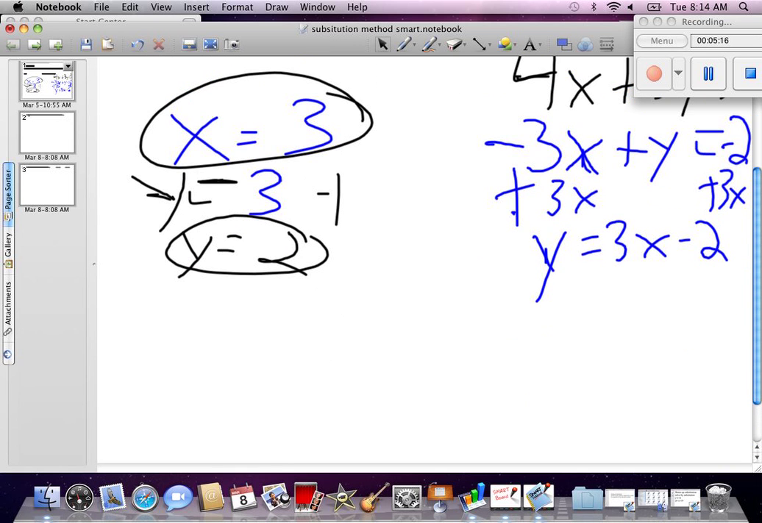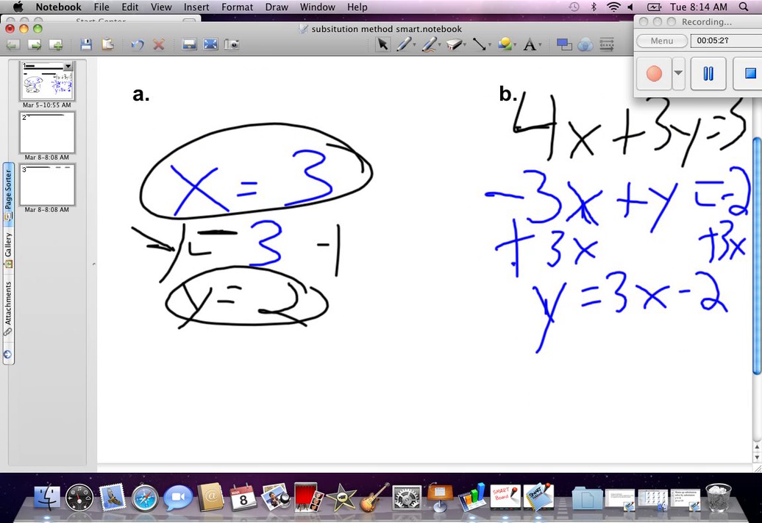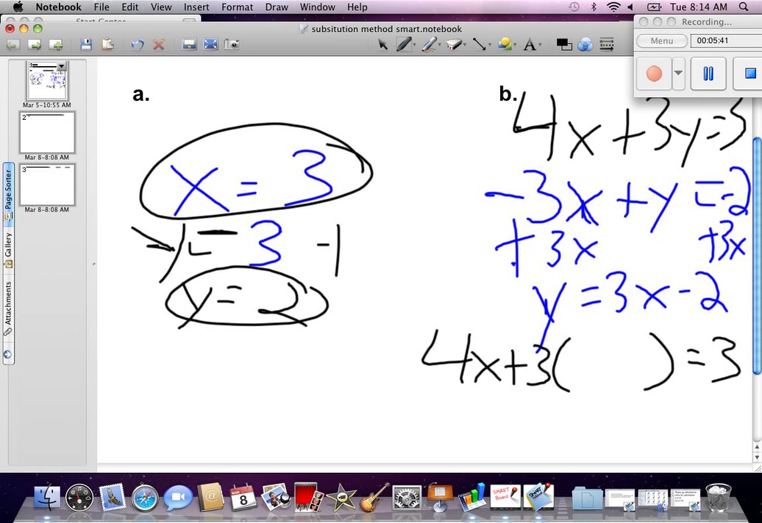So, Lauren, now that I've got y by itself, what do I do with it? It's called substitution, so you're going to take this right here and put where? The y for the black. Good. So I'm going to rewrite the black one, but I'm going to stick what y is for the blue inside of it.